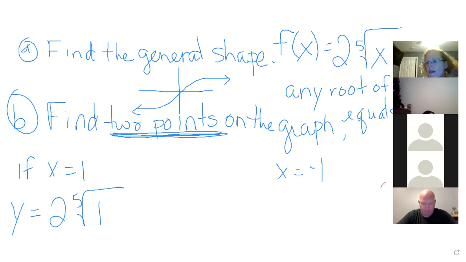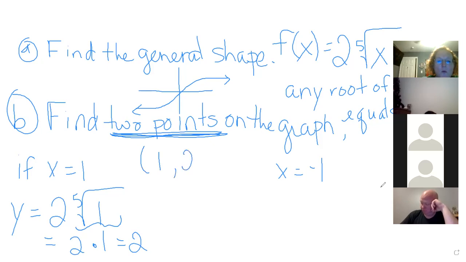The square root of 1 is 1. The cube root of 1 is 1. The 4th root of 1 is 1. We could keep going all day long. So this part right here, the 5th root of 1, what is the 5th root of 1 going to equal? 1. And so this is just 2 times 1, and so that ends up just being 2. So what that means is that the point (1, 2) is one of the points that is on that graph.